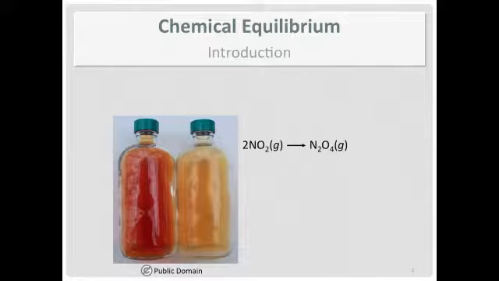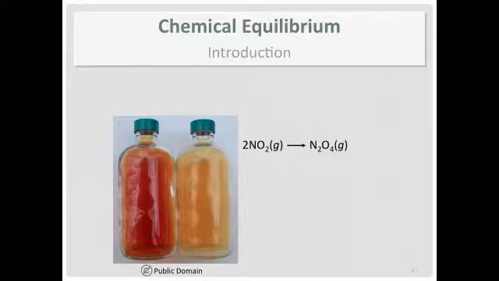So the bottle on the left has a lot of nitrogen dioxide in it, and then the bottle's sealed. And nitrogen dioxide has an orangey, brownish color to it. Now, if the reaction happens the way we've written it there on the right, you would expect that the nitrogen dioxide would react until it completely turns into dinitrogen tetroxide.